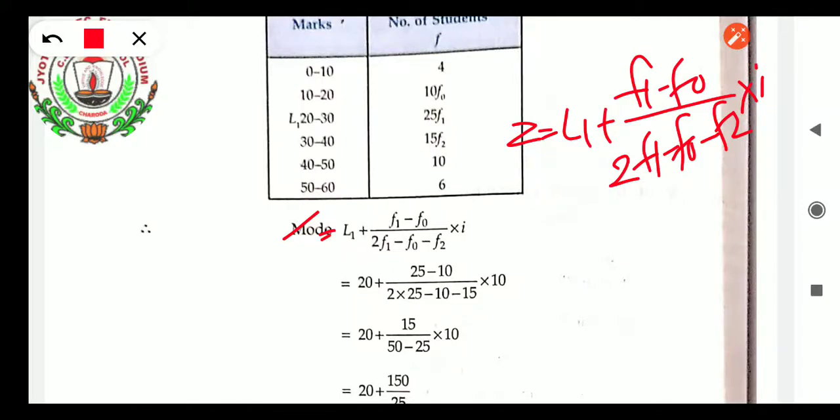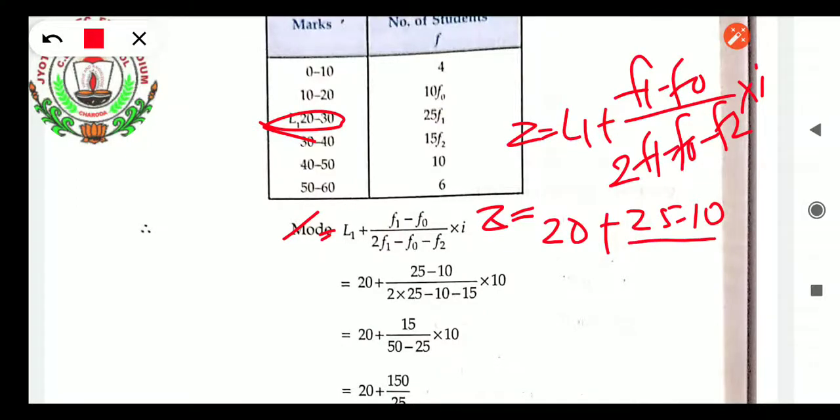So let us substitute the values. Z equals how much? L1 is how much? As I said, 25 lies in the class interval 20 to 30, so that is the model class. So Z equals 20 plus, what is f1? 25, minus f0, which is 10, divided by 2 into, see here, 25.